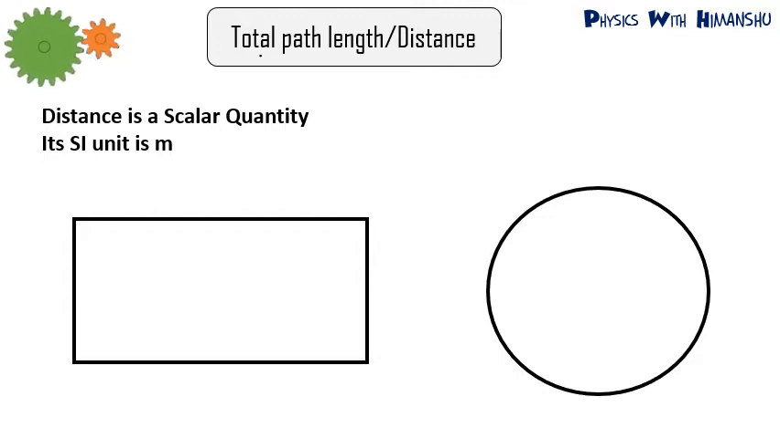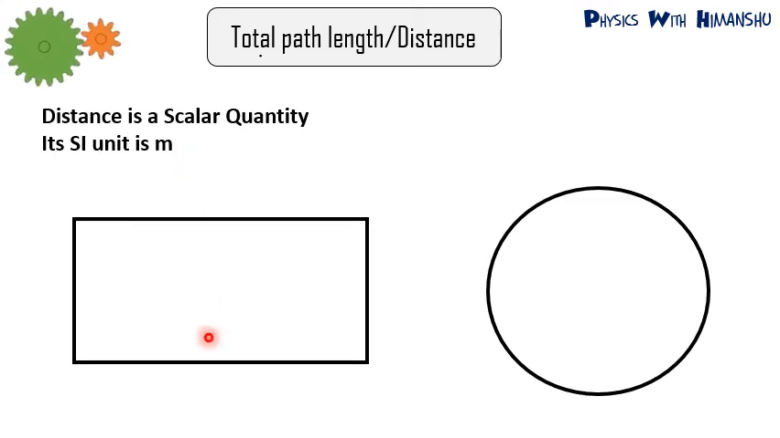Okay, so first we'll discuss distance. Remember distance is a scalar quantity. The meaning of the statement is that we are only concerned about how much a particle has traveled, whether it has traveled in positive direction, negative direction, or any arbitrary direction. We are not concerned about it.